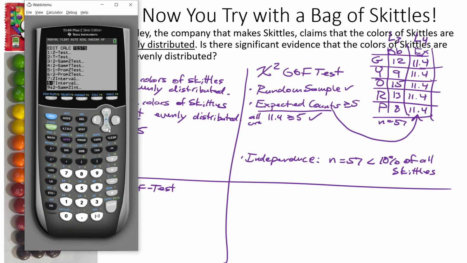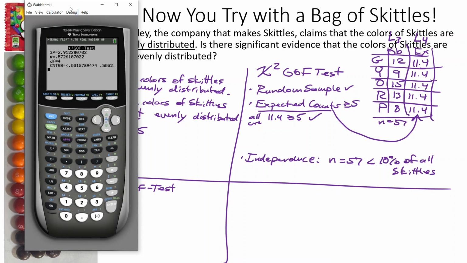And let's see, goodness of fit tests. We're going all the way down to D. There we go, GOF. And we've got in L3 now the observed. The expected are in L4. For our degrees of freedom, we had 5 colors, so that's 5 minus 1, which is 4. And calculate. And there's all the things we need to write down.